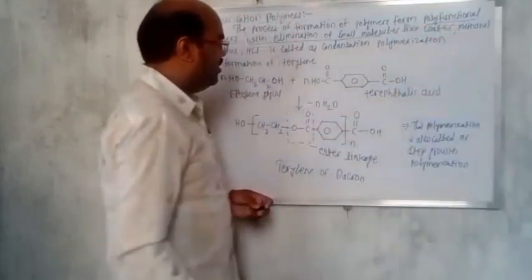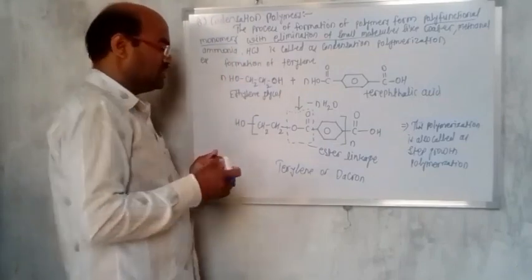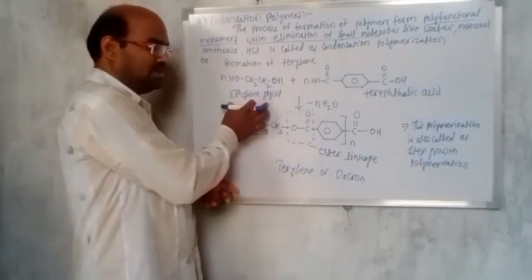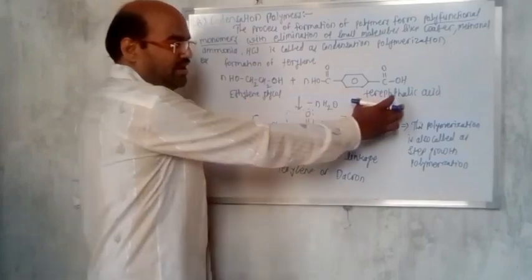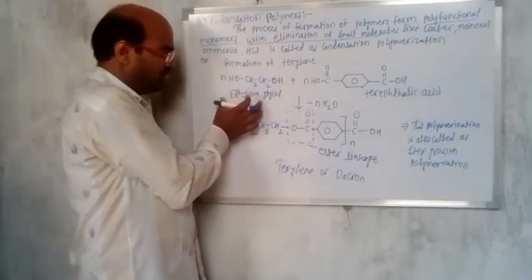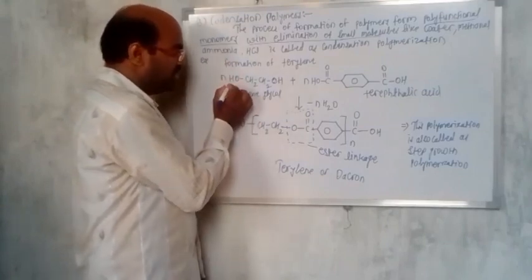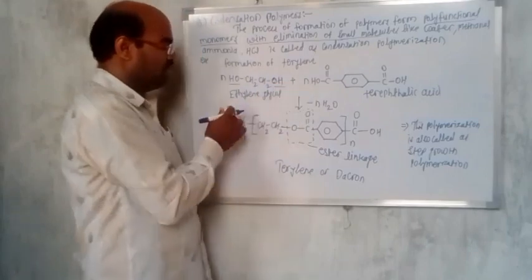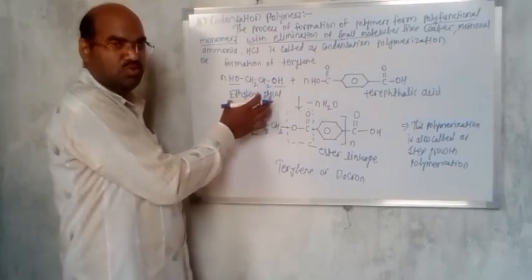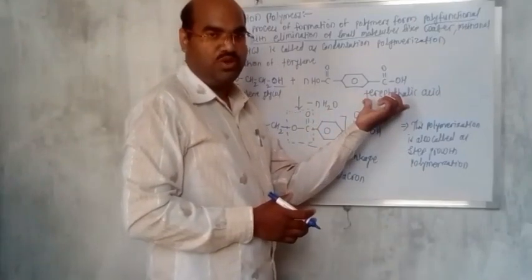So here we take as an example the formation of pteridine. Pteridine is prepared by using ethylene glycol and terephthalic acid. So it is a polyfunctional monomer. Ethylene glycol is a polyfunctional monomer. Polyfunctional means it has two functional groups. So ethylene glycol has two OH groups and terephthalic acid has two OH groups.